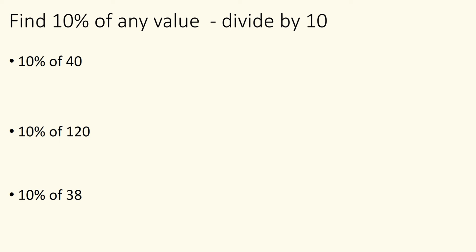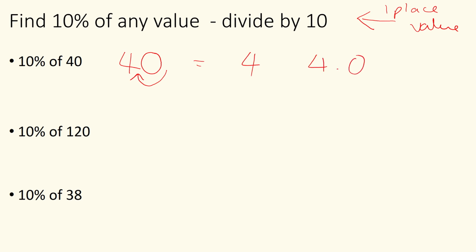This is level 1 and level 2. So when we're dividing by 10, we're moving the decimal point one place value to the left. Okay, so we've done this many times before. There's no decimal point here, but imagine we're trying to find 10% of 40. Imagine that the decimal point is at the end, and we're just going to move in one place value, so 10% equals 4. You can also put 4.0.